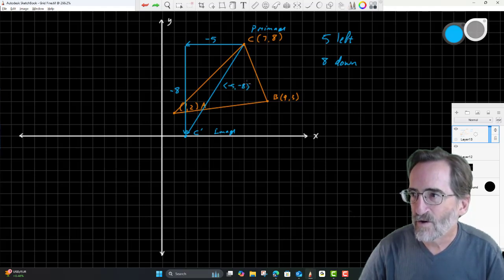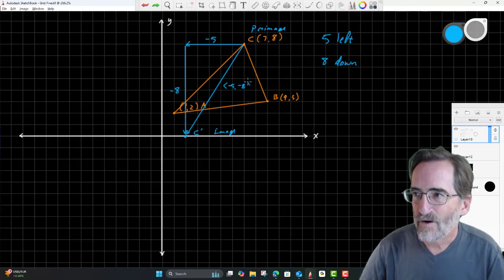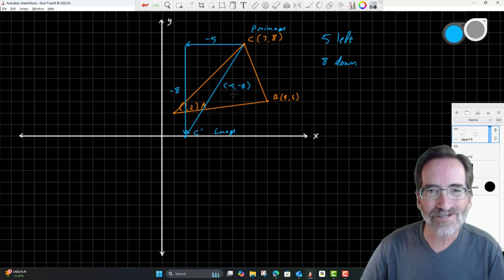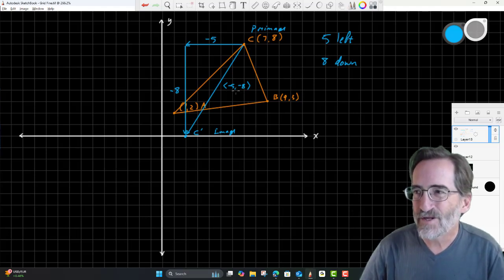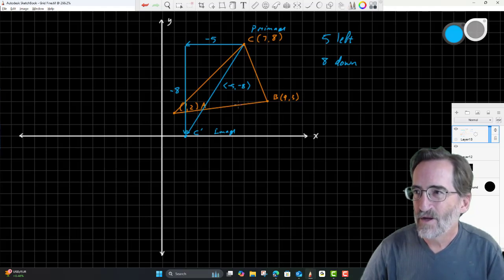Notice the way it works. It's not in parentheses, but in pointy brackets, so to speak. This indicates a vector of magnitude and direction. So it's 5 left and 8 down. And that describes the translation to C prime. We can apply this to the other points as well.